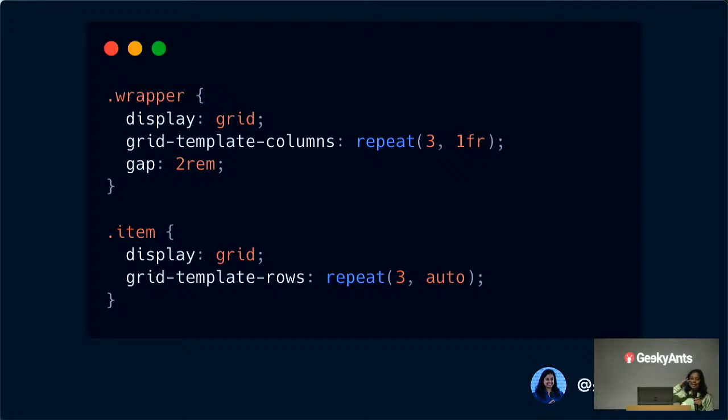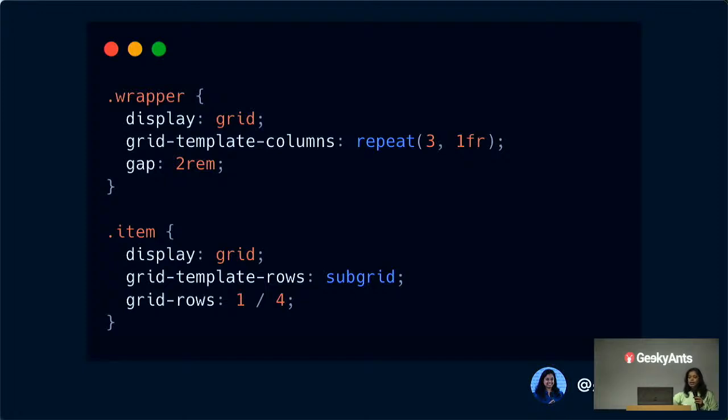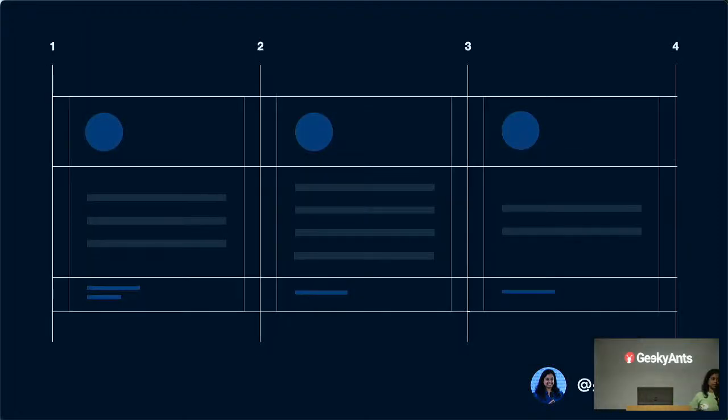So if you want to align them accordingly, you just have to change this last one, grid template rows, to subgrid first. Okay, so set the value to subgrid, and then you just have to tell it how many rows it has to span. So you're telling it that there are 3 rows, so span from row line 1 to row line 4. And that's it. You just have to add these 2 lines for this to happen.